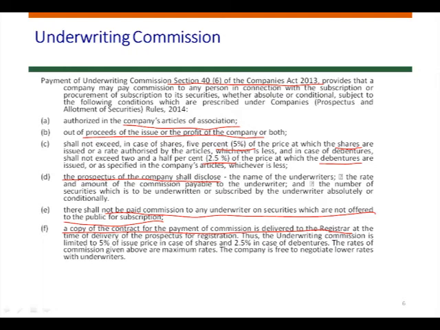A copy of the contract for the payment of commission is delivered to the registrar at the time of the delivery of the prospectus for registration. Thus, underwriting commission is limited to 5% of the issue in case of shares and 2.5% in case of debentures. These are maximum rates; the company is free to negotiate lower rates with the underwriters. So this is up to the bargaining, but the maximum should be 5% in case of shares, and in case of debentures 2.5%.